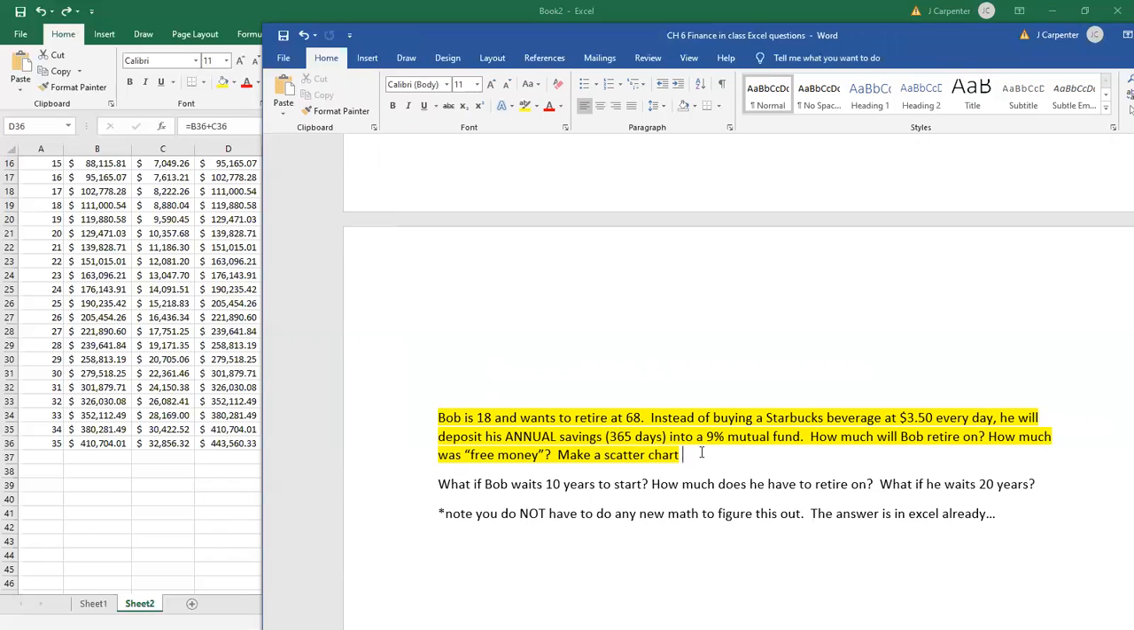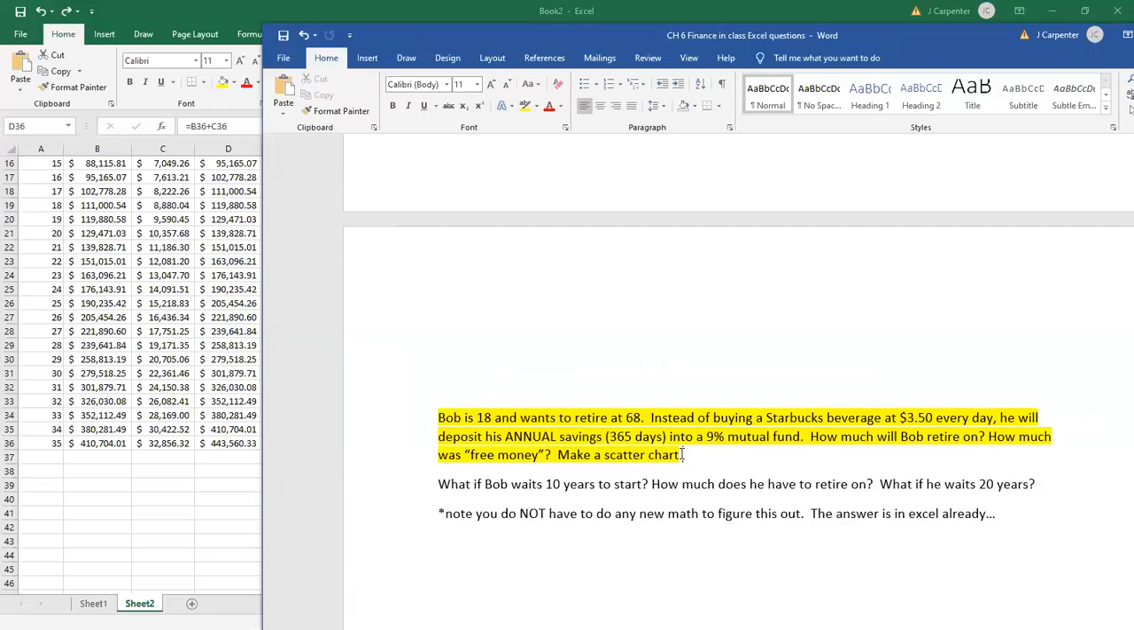Do I have enough time to do this one? I think I have just enough time. So Bob is 18 and wants to retire at 68. Instead of buying a Starbucks beverage at an average of $3.50 a day, so he's not even getting the fanciest beverage there. He's not even getting a biscuit or a pastry to go with it. Now, what he's going to do is deposit his annual savings into a 9% mutual fund. So again, just a tick better than the average.